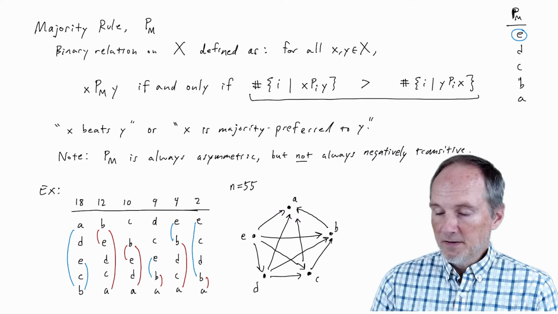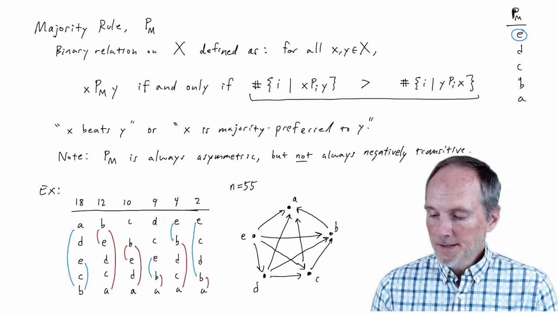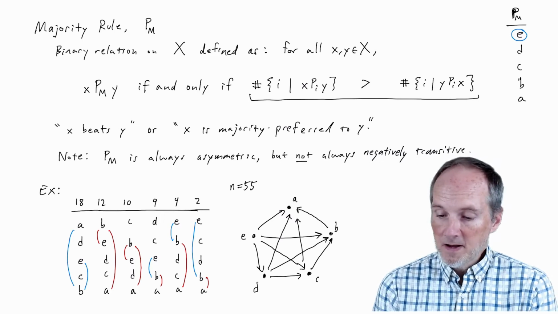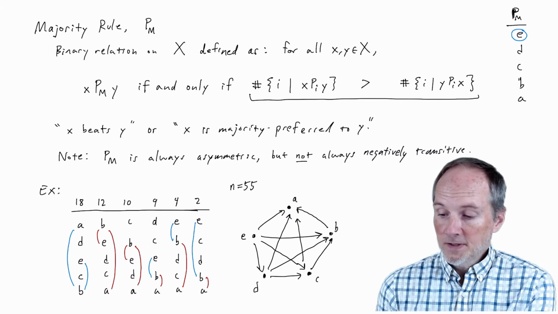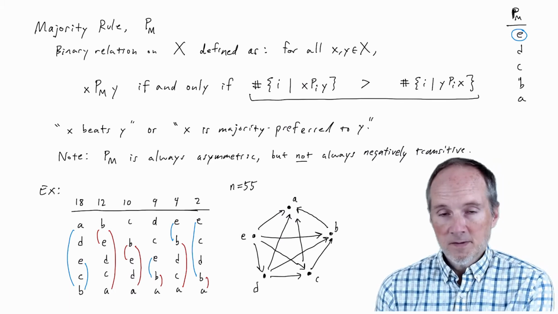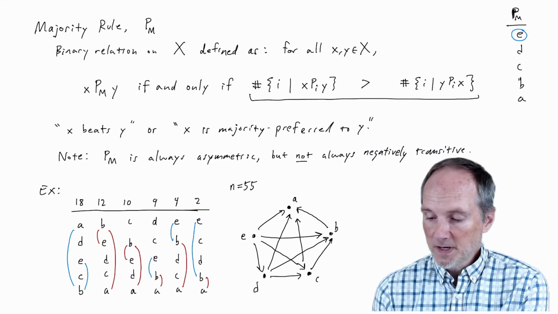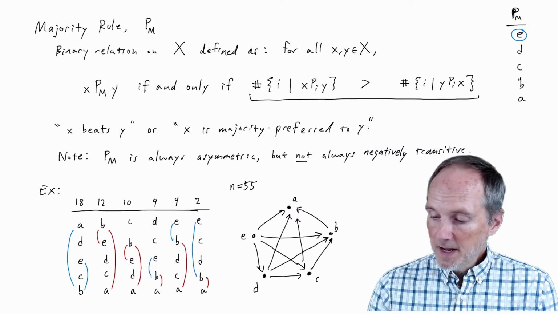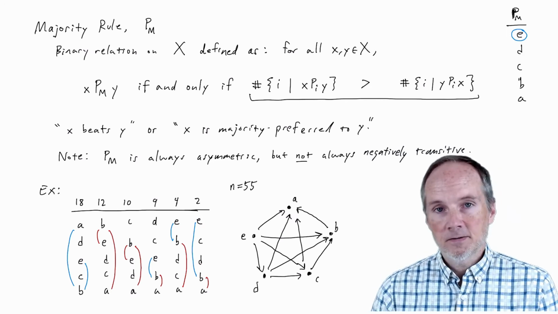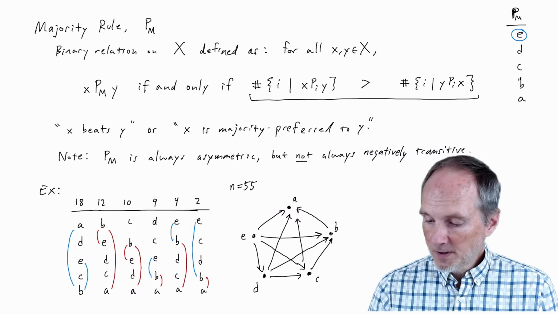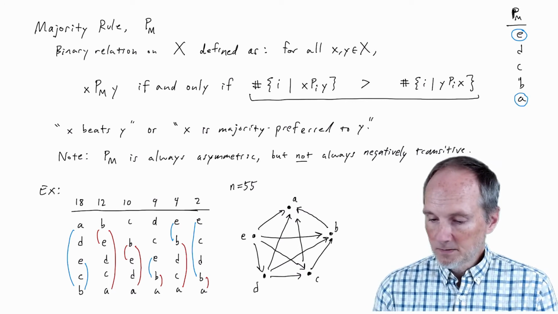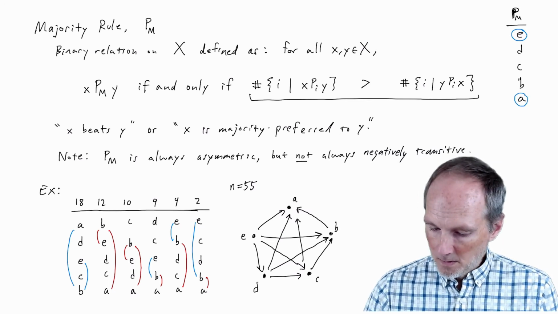Here, E beats every other alternative. That's a special property. We're going to call alternatives that have that property Condorcet winners. So E is a Condorcet winner here. A, on the other hand, loses to every other alternative, and so we're going to call it a Condorcet loser.